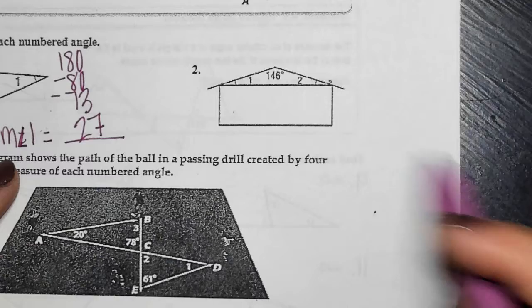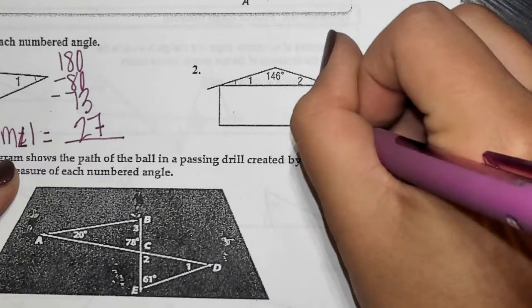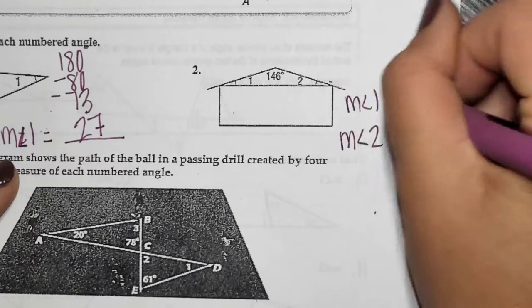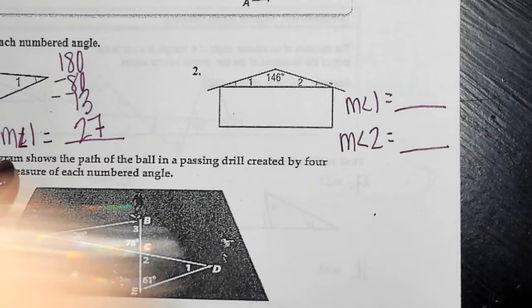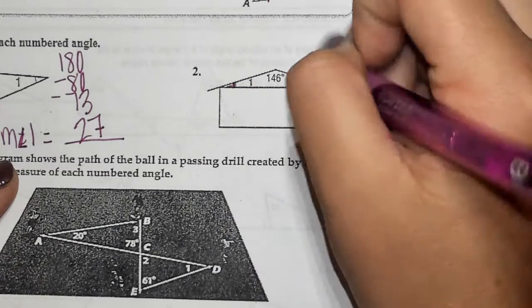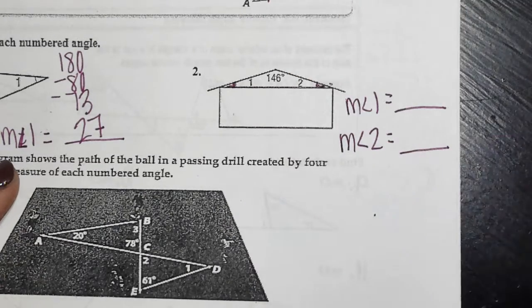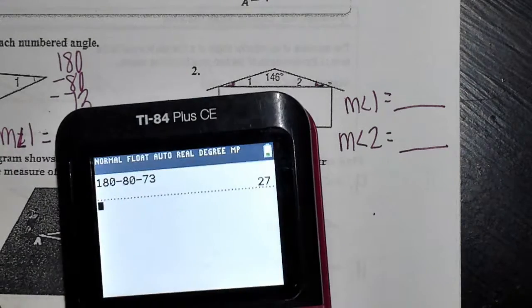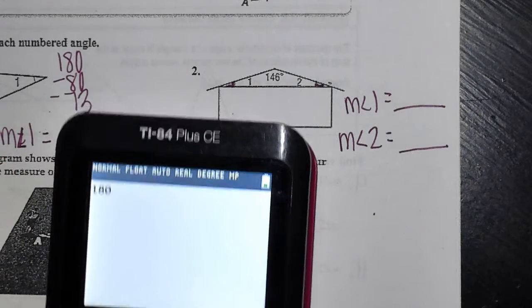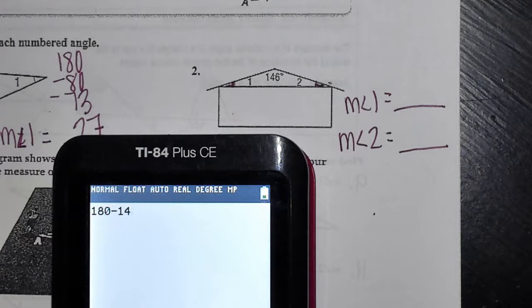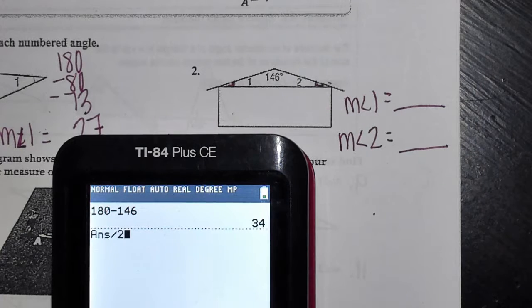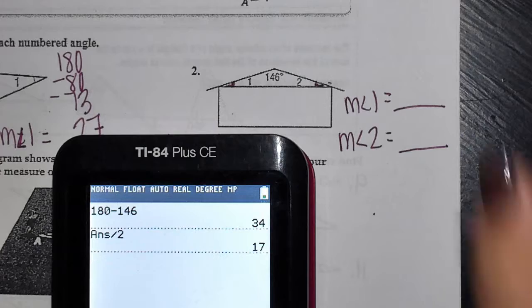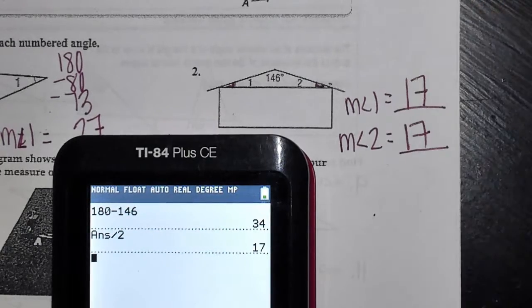Number 2, you have to find angle 1 and angle 2. But what do I know about angle 1 and angle 2? They have the rainbow. Remember, I've been calling those a rainbow? If they both have a rainbow, that means they are the same. Okay, we'll start with 180. Subtract the one you do know. So now you have 34 degrees to split between two angles. Well, it has to be split evenly, so divide it by 2, and you get that each one is 17.